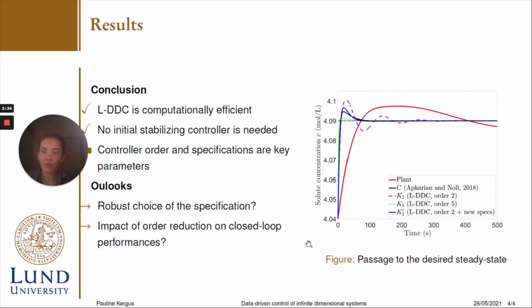In the end, the poster shows that Loewner data-driven control is computationally efficient, does not need a stabilizing controller, and that the levers that the user can use are controller order and specifications. To that extent, future work will focus on a better choice of the specifications, but also on understanding better the impact of order reduction on closed-loop performance. Thanks for your attention, and if you have any question, feel free.